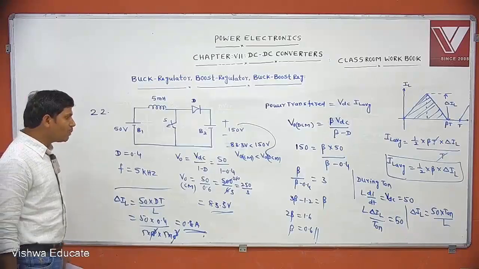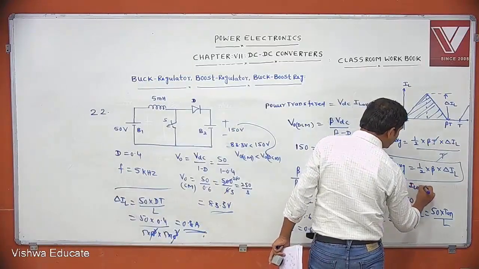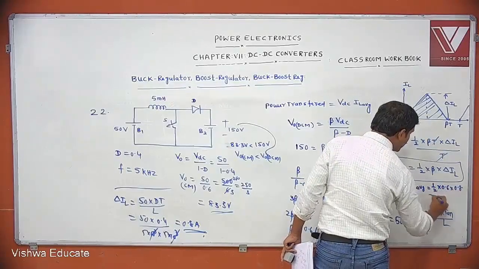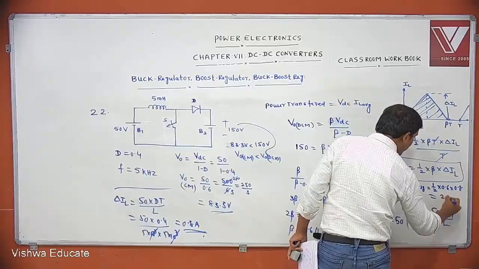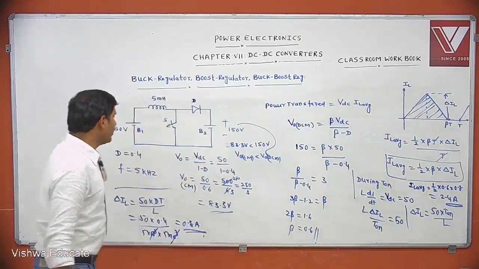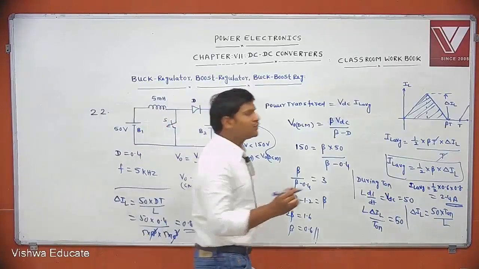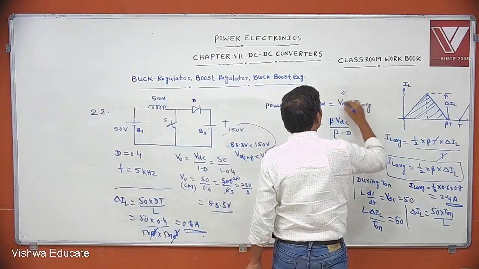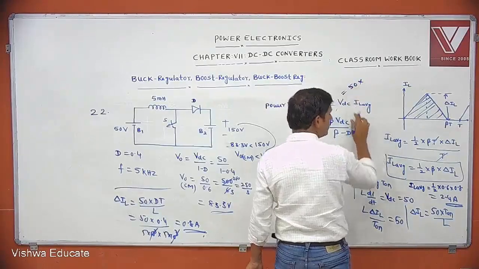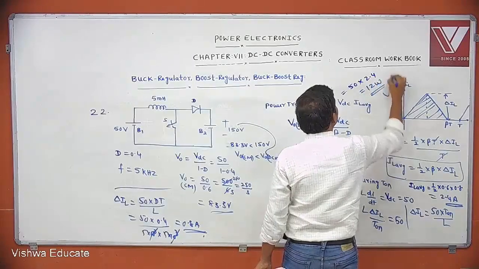If delta IL is 0.8 amperes, substitute here. IL average equals 1 by 2 into 0.6 into 0.8. How much do we get? 2.4 ampere. IL average equals 2.4 ampere. Then what is the power transferred to the load? VDC is 50 volts, into IL average 2.4. We get 12 watts. This is the answer.